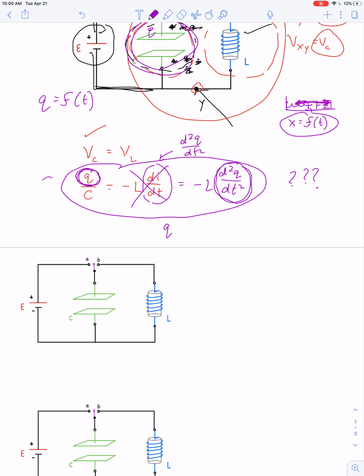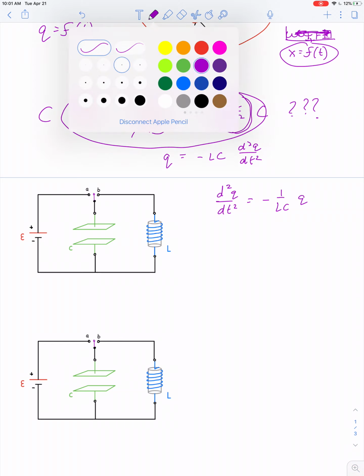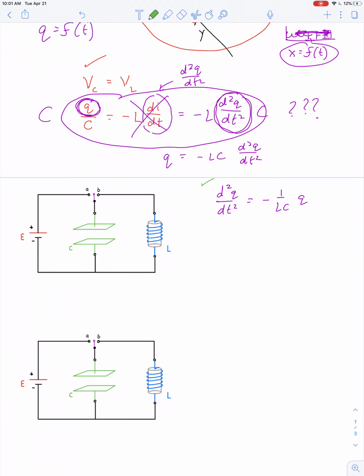Let's multiply both sides of this equation by C. So we get Q is equal to negative LC times d2Q dt squared. Or, how about this? What we're saying is the second derivative of charge with respect to time is negative 1 over LC times charge. You see what I'm saying? Find an equation for which we can take the second derivative, and it just gives us back a negative constant times the very function that we're taking the second derivative of.